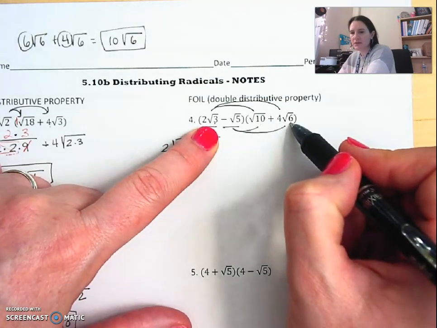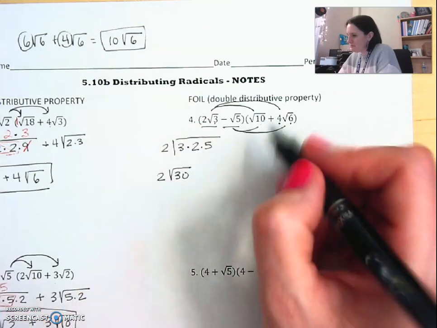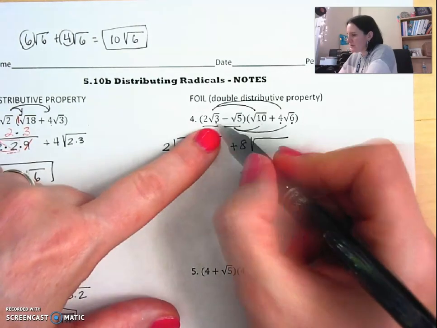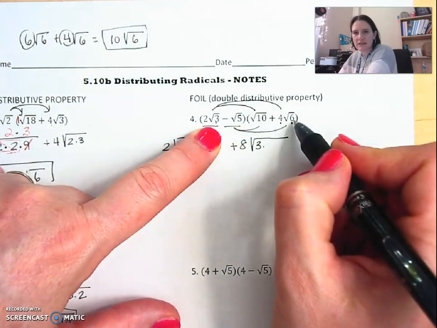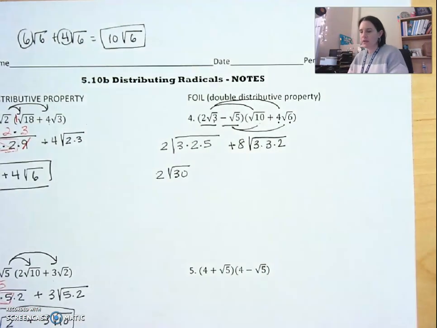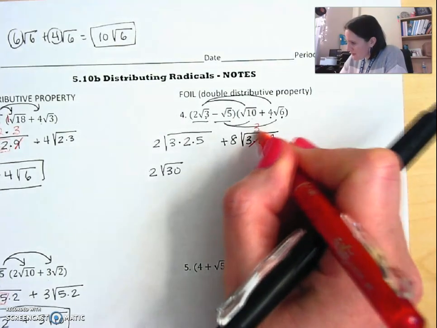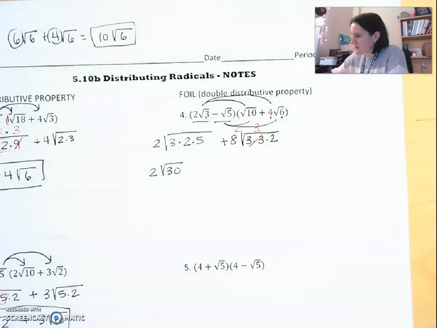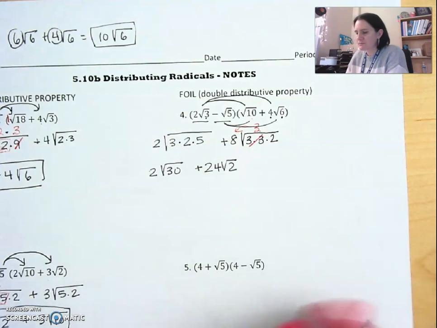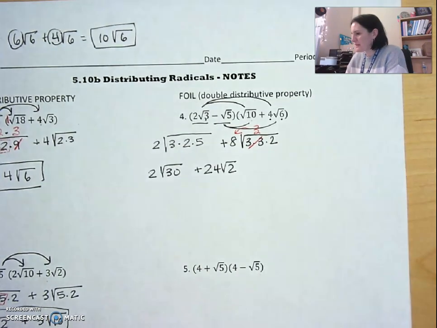So now I'm distributing that 2 radical 3 to this 4 radical 6. That's my outside terms. So do the 2 times the 4 is 8. That's a positive 8. And then the 3 times the 6, which I'm going to factor as 3 times 2. So now there's a pair of 3's here. So I'm going to bring out 1 and then times that 8 in front. So that is 24 square roots of 2. So that was my first term and my outside terms.